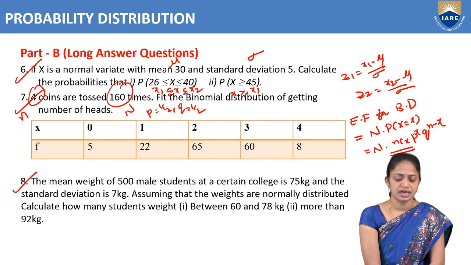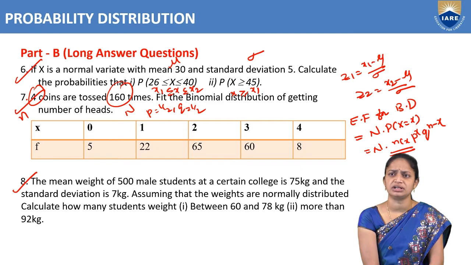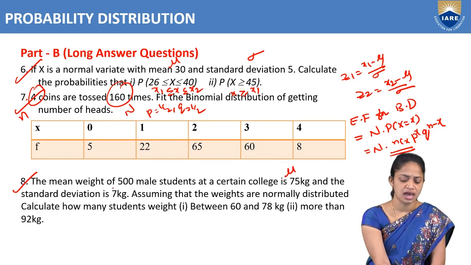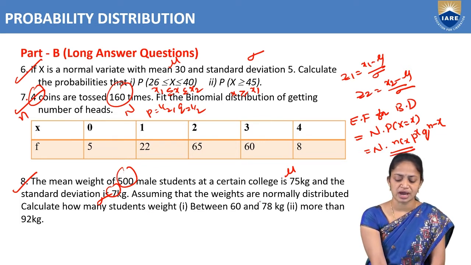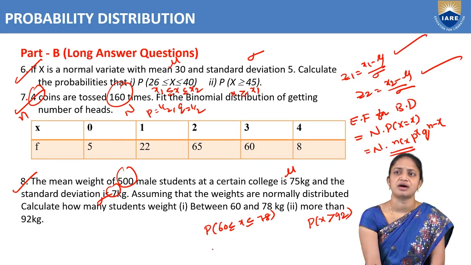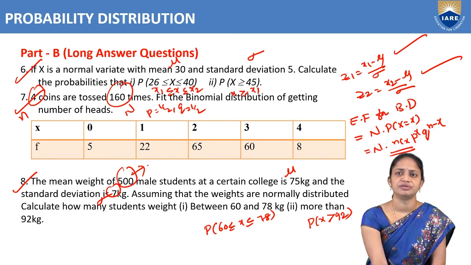Now coming to the next question, the mean weight of 500 male students at a certain college is 75 kgs and the standard deviation is 7 kgs. That means mu equal to 75 and sigma equal to 7. So this is the total value, I will explain you later. So assuming the weights are normally distributed, calculate how many students weigh in between, that means probability of 60 less than or equal to x less than or equal to 78. And more than 92, that means P of x greater than 92. Okay. So this is also same. Here also same. We have to use these two formulas. So after completion of the answer, we have to multiply with 500.